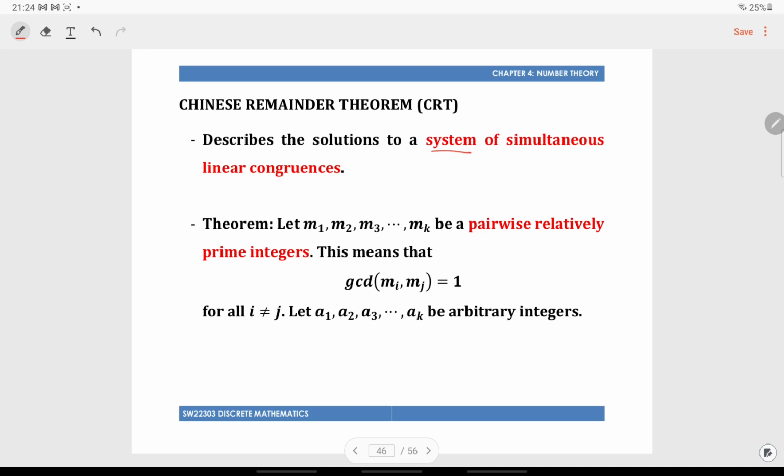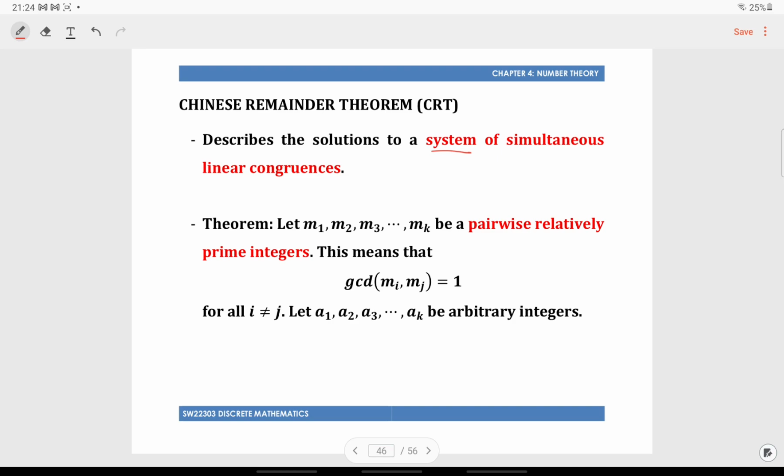So the Chinese remainder theorem can be used to describe the solution to a system of simultaneous linear congruences. That means we can find the solution for the simultaneous linear congruences by using the Chinese remainder theorem. So what is the theorem? This is the theorem. Okay, suppose we have M1 up to Mk, pairwise relatively prime integers.